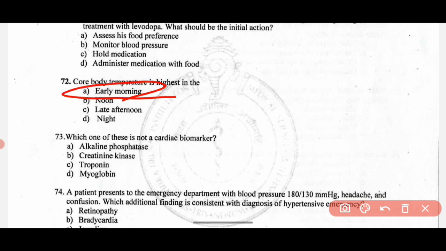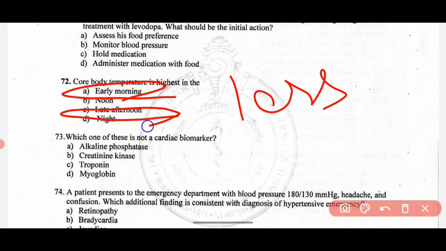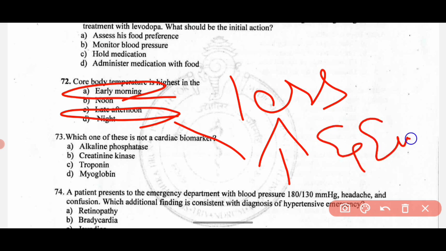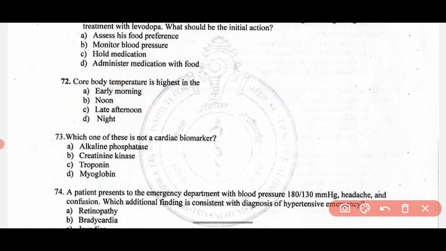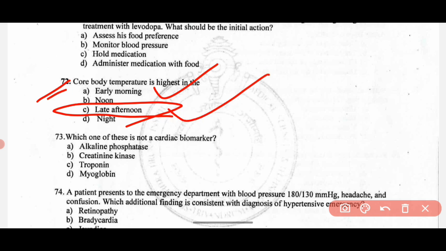Usually the core temperature will be less in the morning. Gradually it will increase in the late afternoon as well as evening. So here the question is, core body temperature is highest in the late afternoon. And if they are asking for less or minimum, then the correct answer is early morning. So for question number 72, they asked core body temperature is highest in the late afternoon. Option C is the right one.